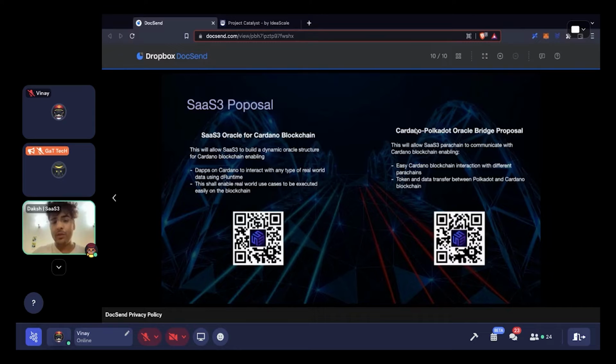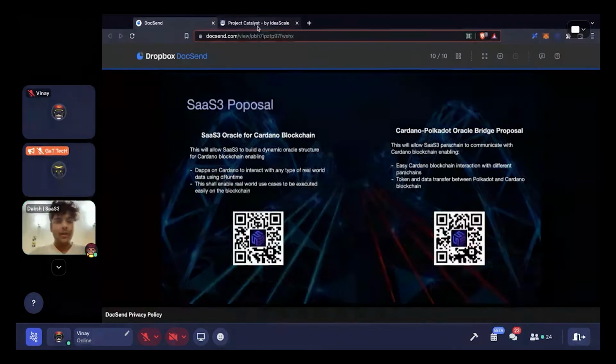And the other proposal which we put in is for the Cardano Polkadot Oracle bridge. So we are creating a bridge so that data values could be transferred directly between Polkadot and Cardano. This would also mean Cardano will become multi-chain through this, because Polkadot is already multi-chain, and if we have a bridge, that would be very great.